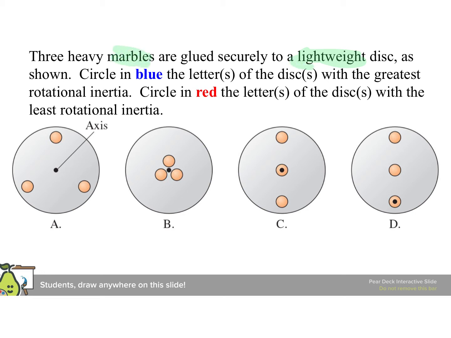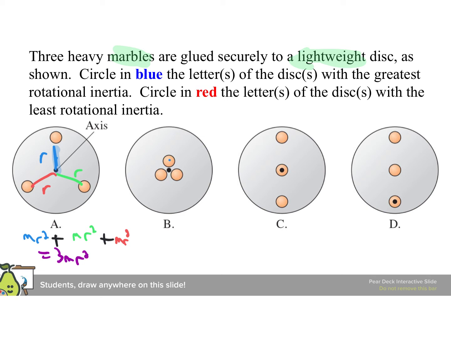So if we look at case 1, we have a thing which is a distance r away. So we have mr squared for that one. And then we would have this one, which is also mr squared. And we would have this one, which is also mr squared. So all told, all of those add up to a total rotational inertia of 3mr squared.